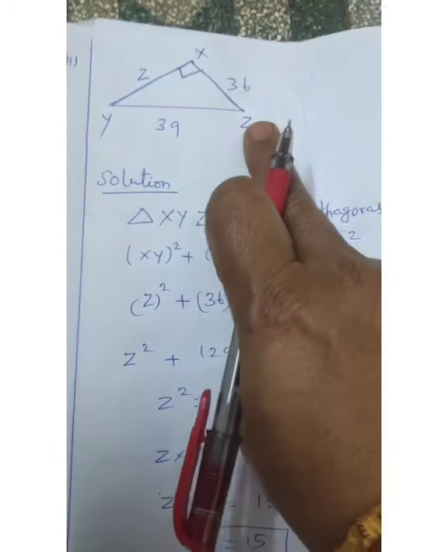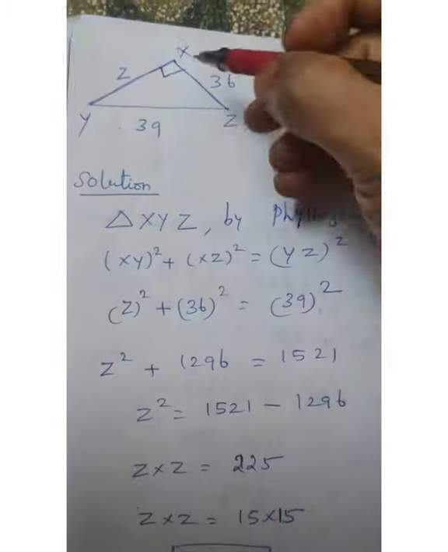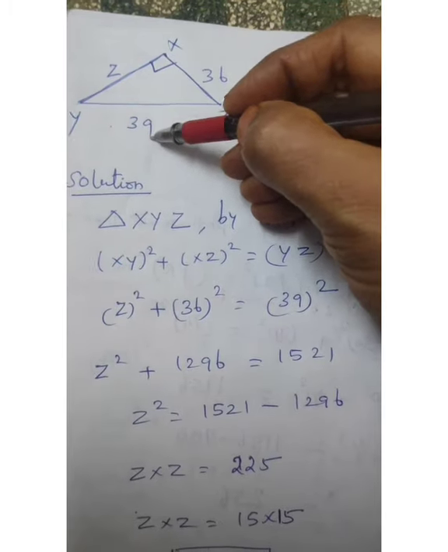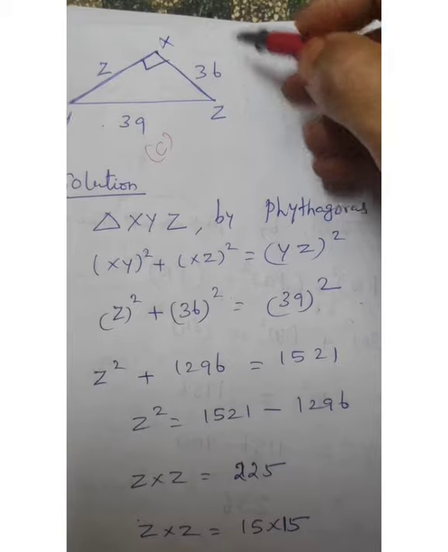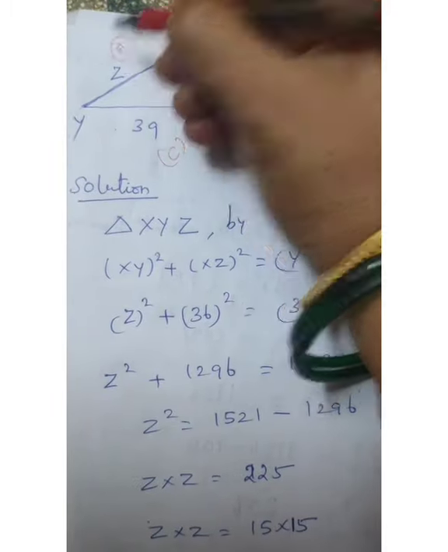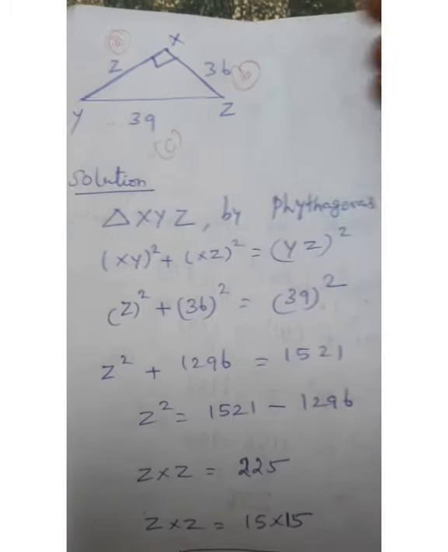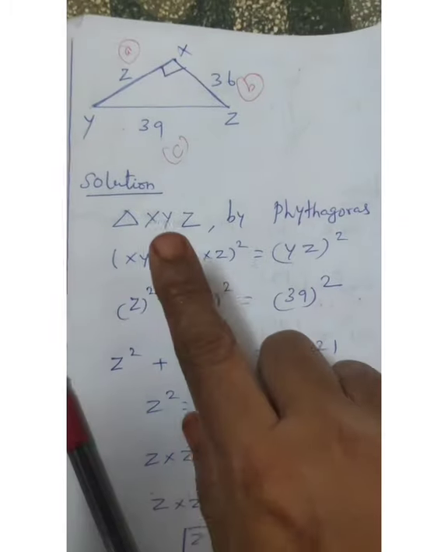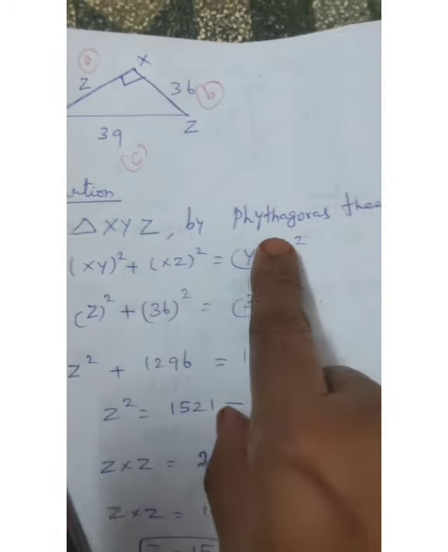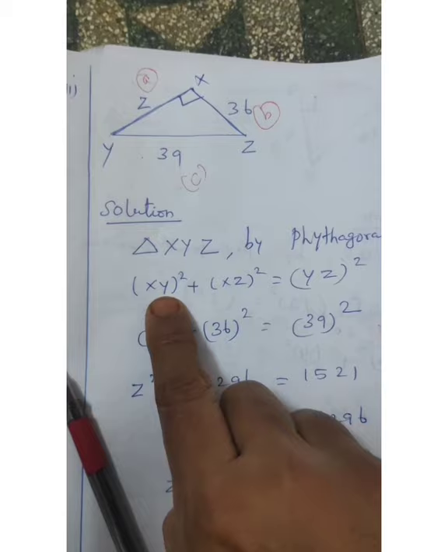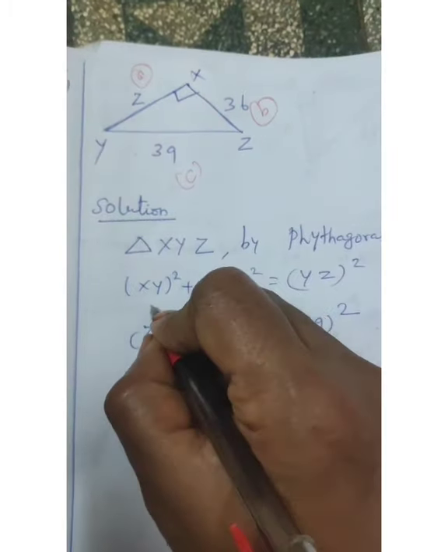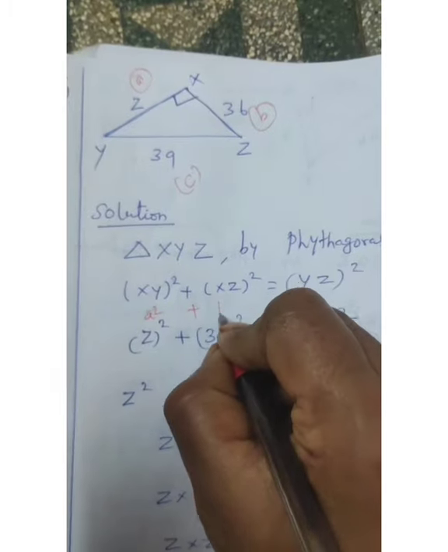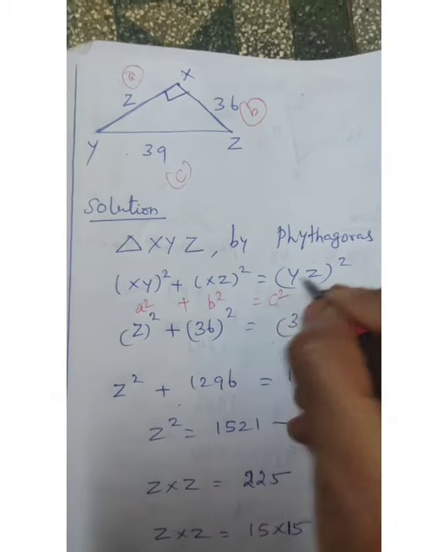Next question. They are given a right triangle. The side opposite is C, the value equal to A here, and this is B. Now, in triangle XYZ, by Pythagoras theorem, XY squared plus XZ squared equals YZ squared. Taking A squared plus B squared equal to C squared.